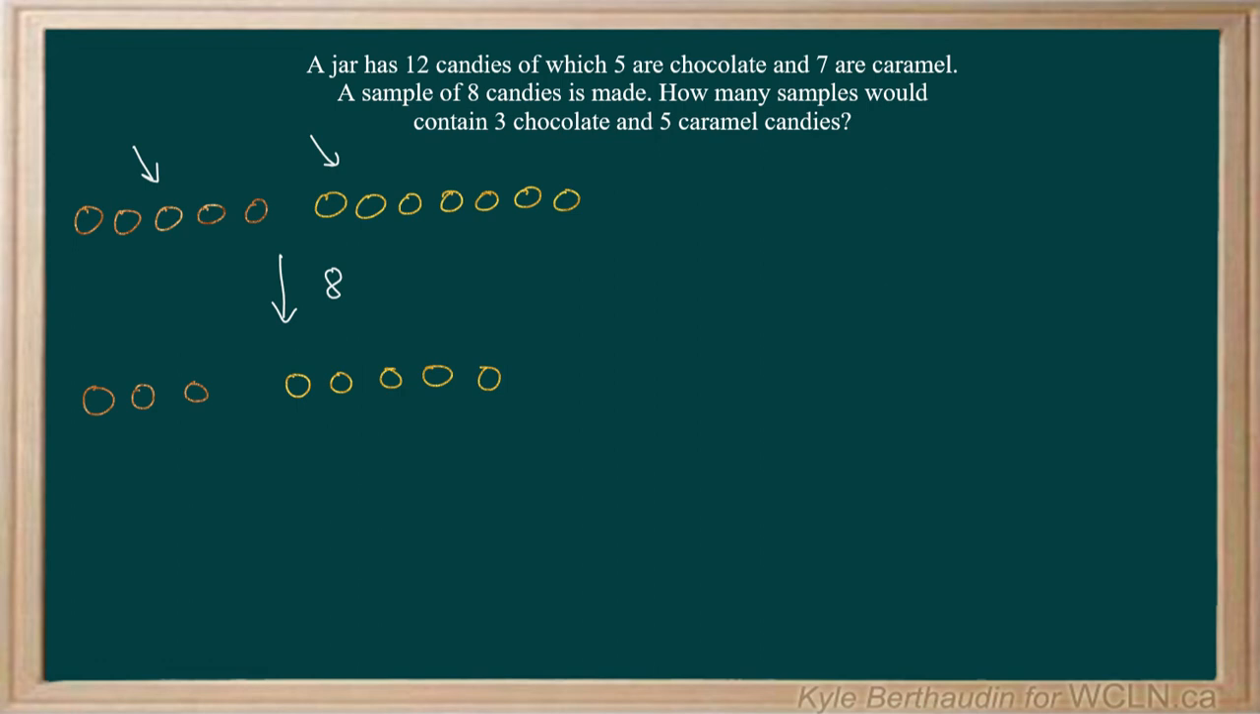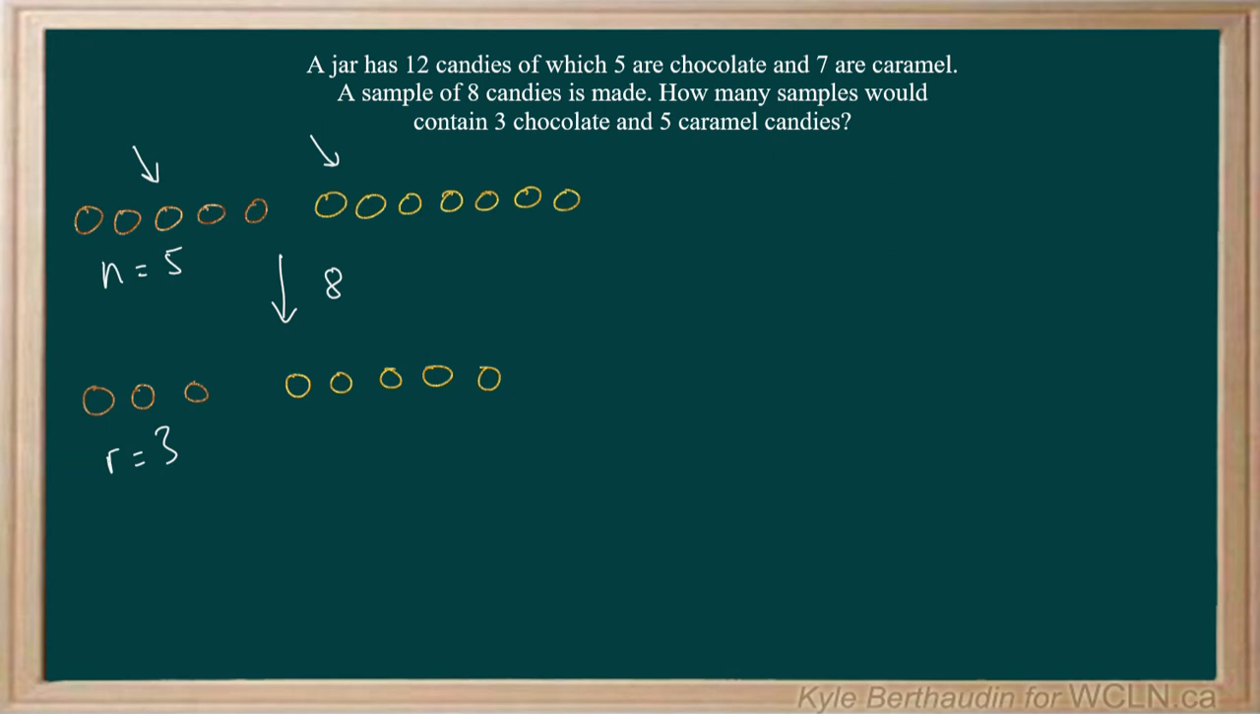So looking at our chocolates first, we know that in total there are 5 chocolate candies in the jar, or n equals 5. And when we dip our hand into the jar and sample candies, we are looking at the number of samples that would contain 3 chocolate candies. In other words, we're only looking to choose 3 of the 5 chocolates.